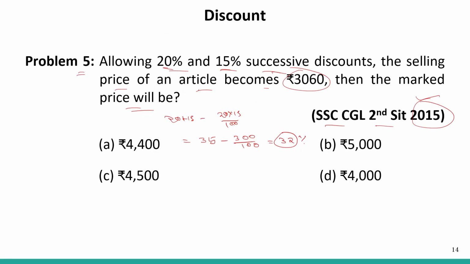So the price of the article becomes this much amount. Then the mark price will be what? After this much discount, how much price is remaining? So 68% is equal to 3060. So this implies that 1% is equal to 3060 by 68, right? So this implies that 100% is actually equal to 3060 by 68 into 100, right? So let's see which among these four is actually correct. Is it 4400, 5000, 4000 or 4500?